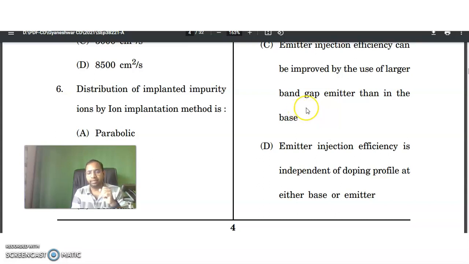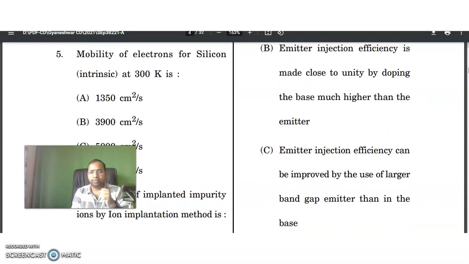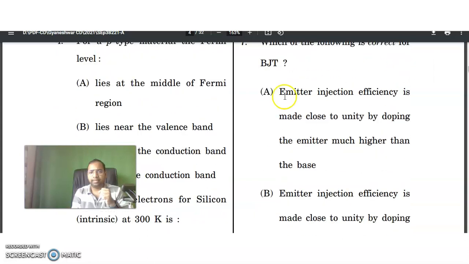Next, emitter injection efficiency can be improved by use of a larger band gap emitter than the base. Okay, so the emitter has a large band gap. If you make the emitter a larger band gap than the base, the flow of charge carriers into the base will also be difficult. So here we can't expect much conduction. And here they mention that emitter injection efficiency is independent of the doping profile. It is 100% dependent upon the doping profile, so we can't say that it is independent. Okay. So based on this, you can take option A as the correct answer.